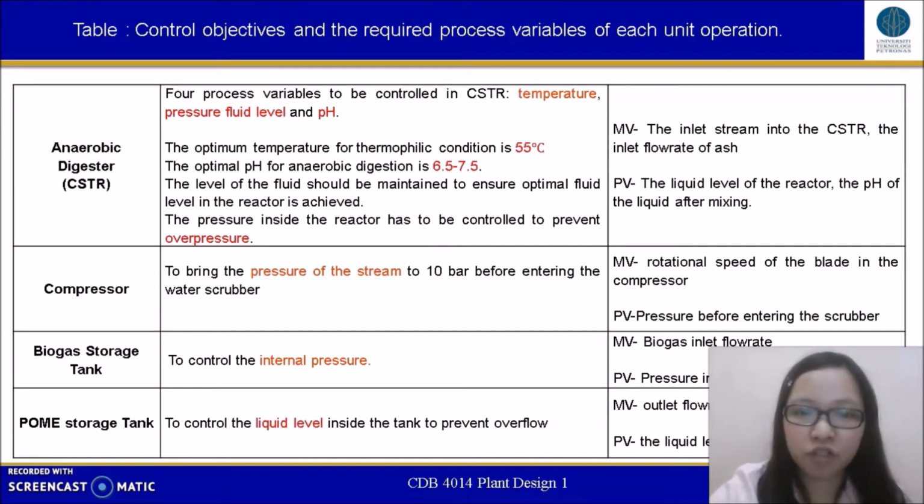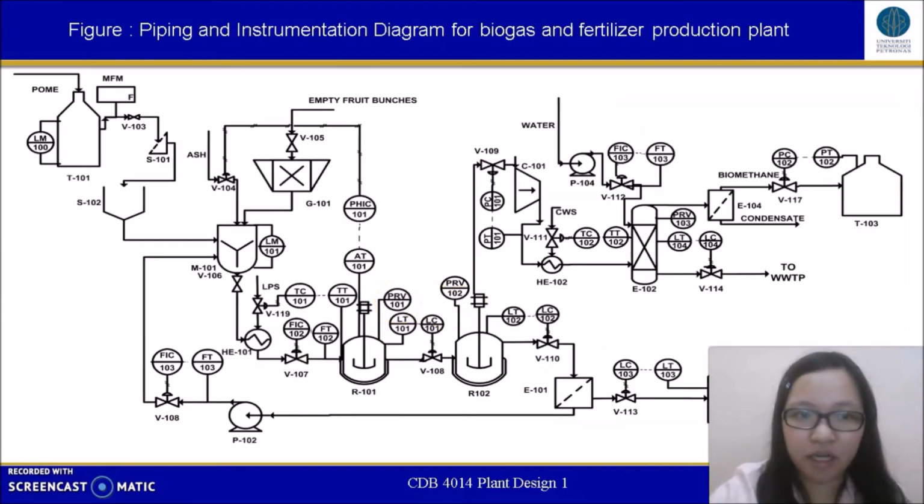After identifying all the control objectives and the process variables for each unit operation, with reference to the process flow diagram drawn in Chapter 3, the piping and instrumentation diagram for the biogas and biofertilizer production plant is illustrated in this figure. The breakdown of each process unit will be presented in the next few slides. We have a better understanding on how the process control is done.